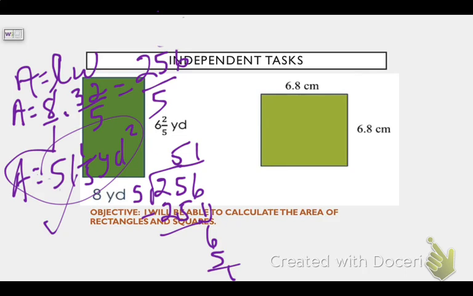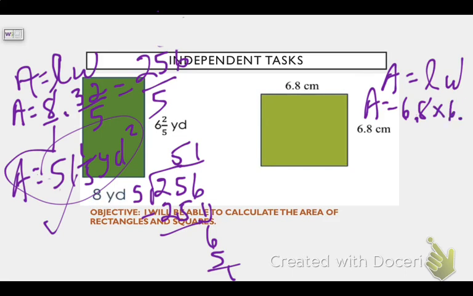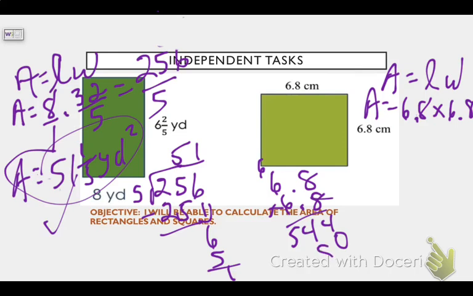Congratulations, ladies and gentlemen. You got it. Alrighty, here we go. Next one. This is a square. We got length times width. We got A equals 6 8/10 times 6 8/10. I ran it right off the edge here. I apologize. Here we go. 8 times 8 is 64. Carry the 6. 48 and 6 is 54. And we'll put a 0 there because we're done. 6 times 8 is 48.